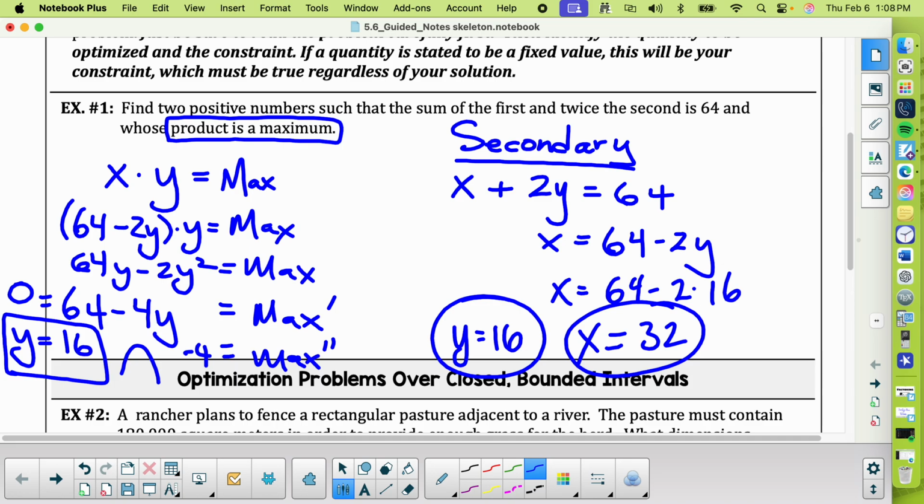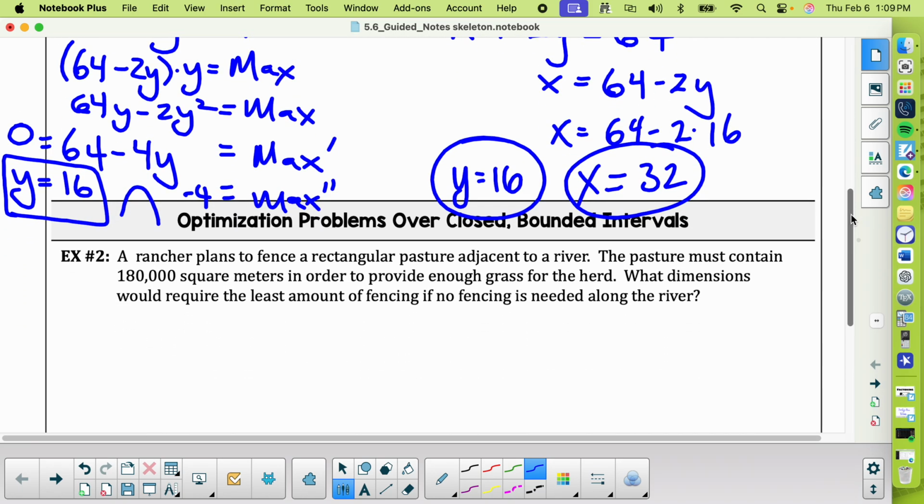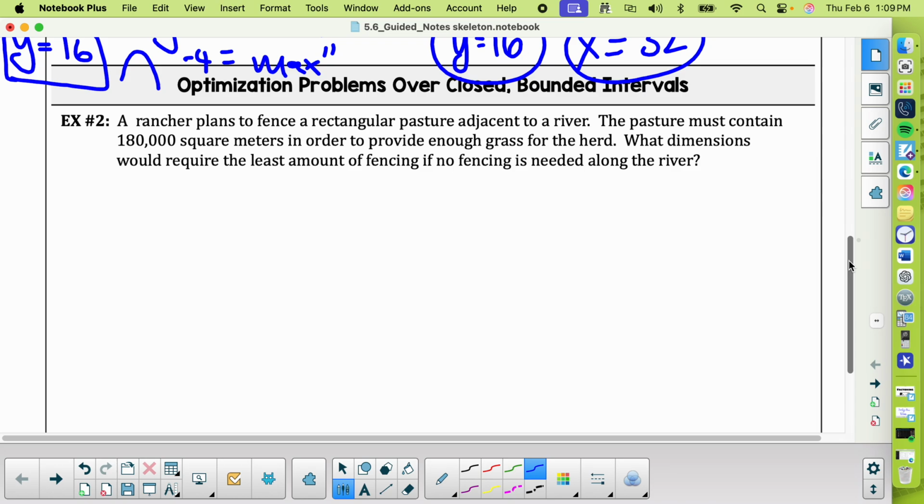Okay? I think we get a 24? Oh, okay. Should we do the pasture adjacent to a river? Okay. It's clearly a real world application we'll be doing this summer. On my cabin land adjacent to a river, I will be buying some cattle.